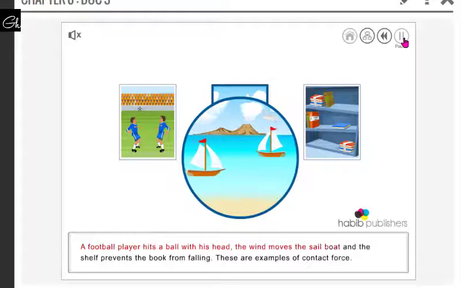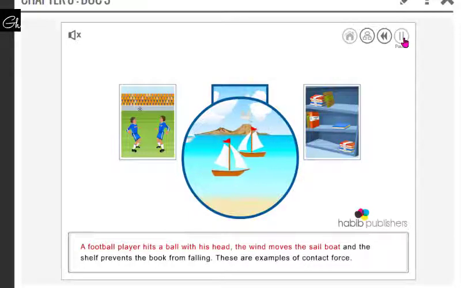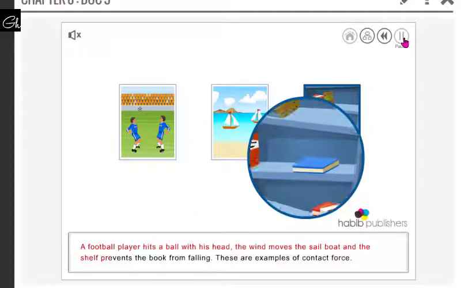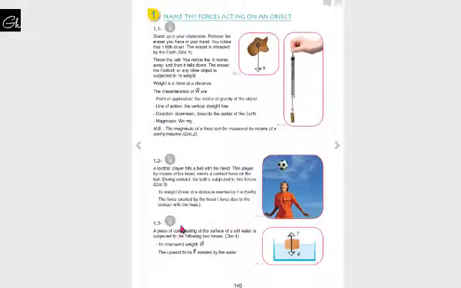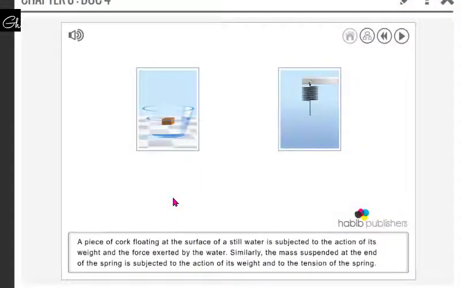One of the forces is the force done by the wind over a sailing boat. And if we have any object on a shelf, there must be a normal force acting against the weight of this object. So in this case, the weight will be directed downwards, while the normal force will be directed upwards. Also, these two forces will be equal in magnitude.